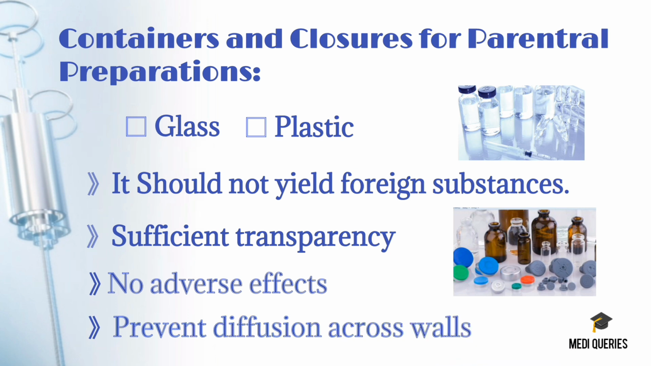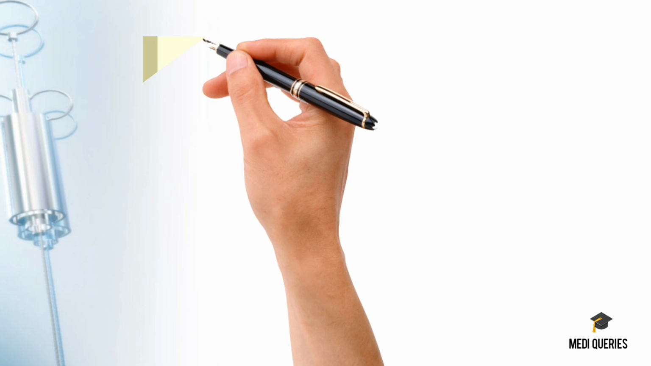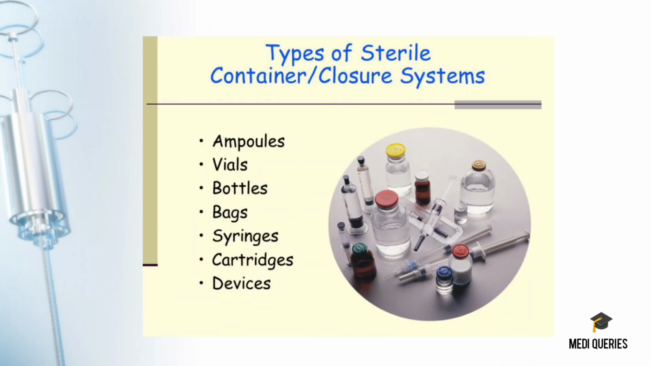The pharmacopoeia requires the following conditions for a container and a closure to be used for parenteral preparations. The first one is, it should not yield a foreign substance to the product. It should be sufficiently transparent to allow the visual inspection of the content in it. It should not have any adverse effects on the product. It should prevent the diffusion in or across the walls. So all these are the requirements for the containers and closures used for the parenterals.